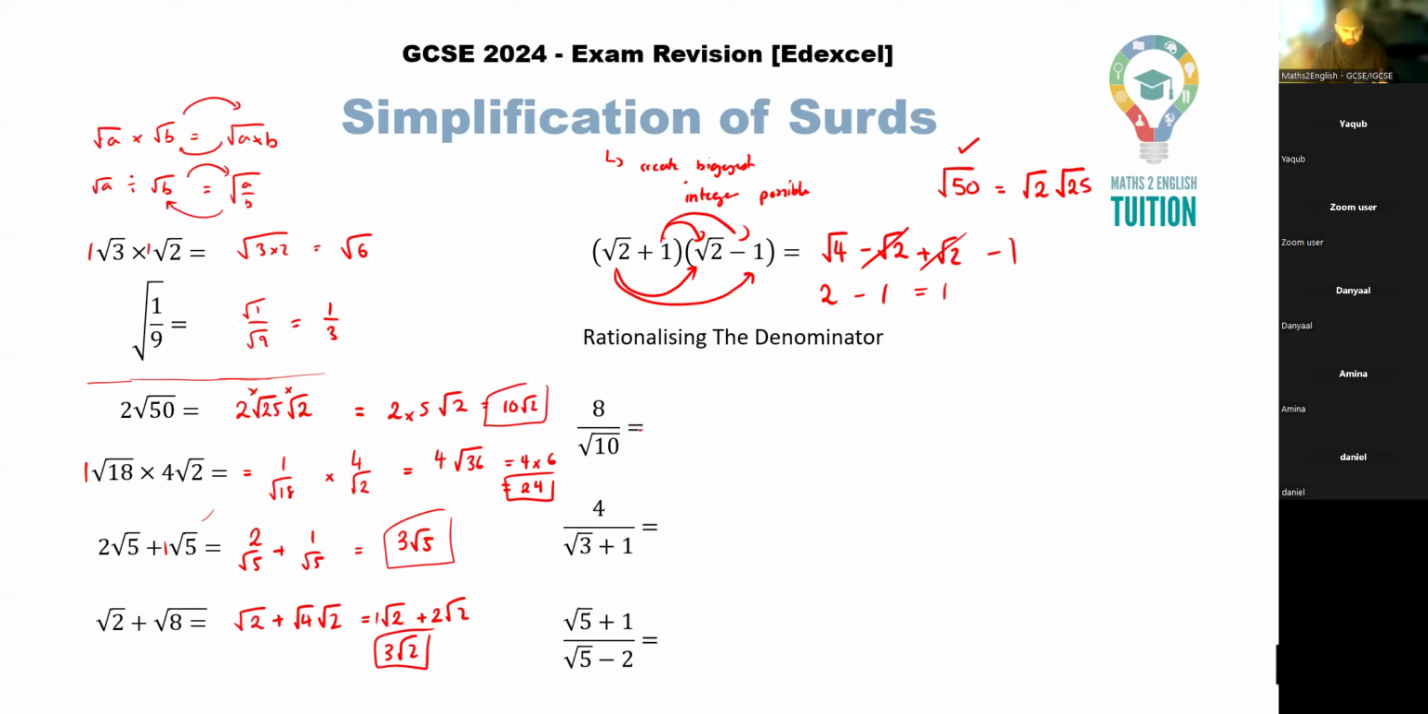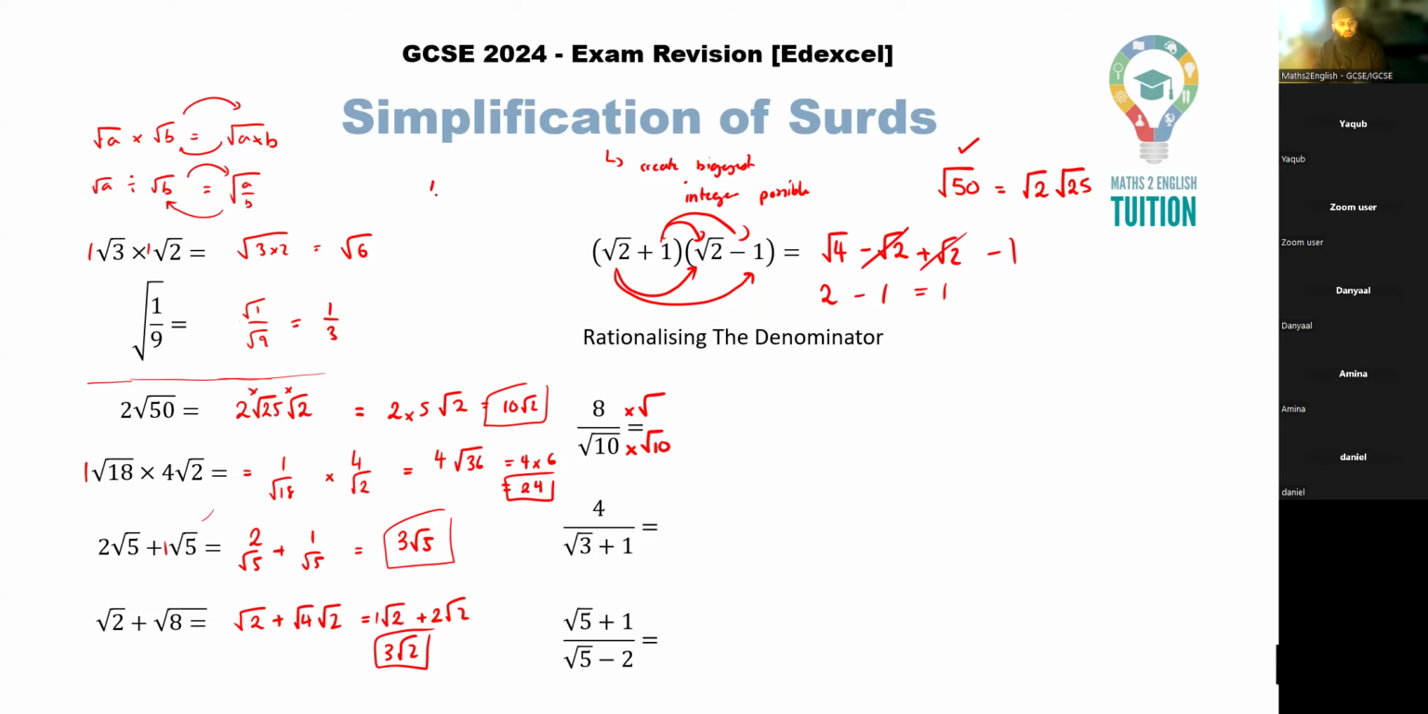Now, rationalizing the denominator. What does rationalizing mean? Rationalizing means to make the denominator become a rational number. A rational number is an integer. Make it into an integer, or a whole number, if you want to call it that. If I want to do that, I need to multiply by itself. So square root of 10 times square root of 10. Whatever I do to the bottom, I need to do to the top.